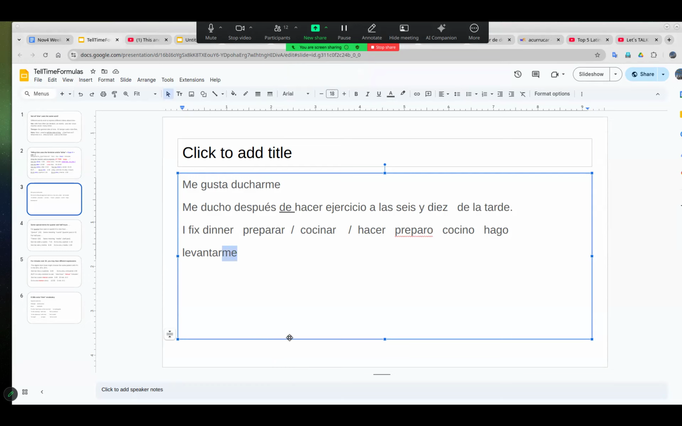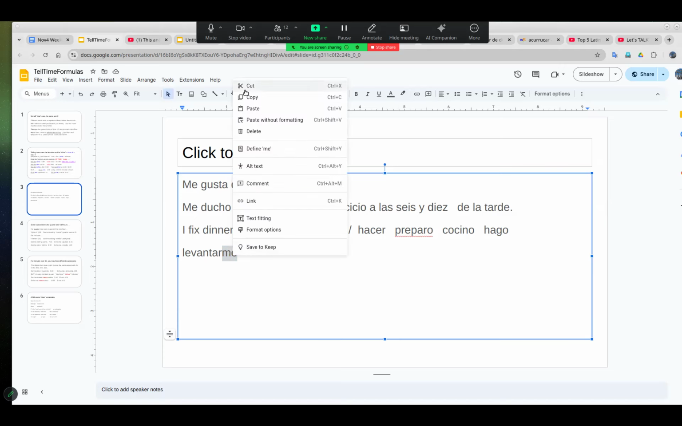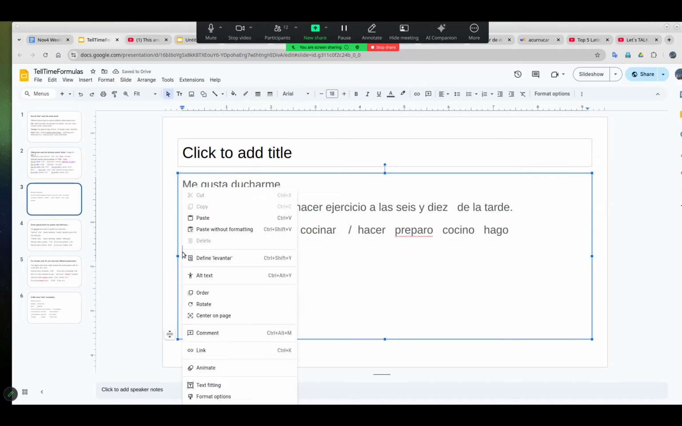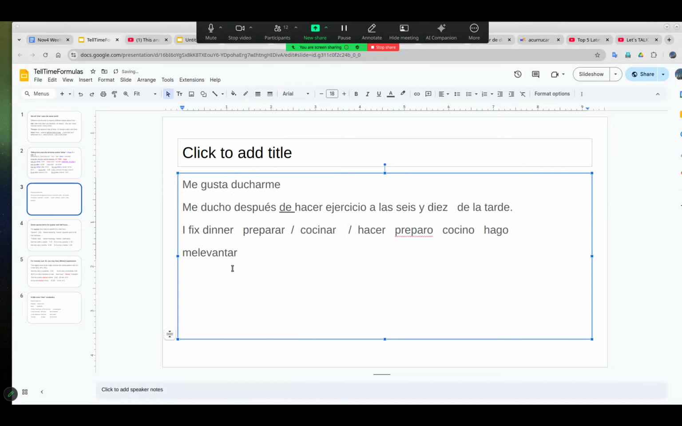So your idea of starting with that as my action I want to talk about is fine. But we need to alter it to tell who is doing it. So first of all, we need to detach this little me, and we're going to move it up front, because that's what somebody's going to expect to hear. But me levantar does not work, because that's like saying, I to get up.